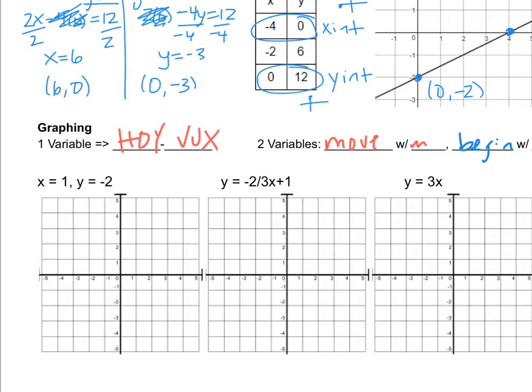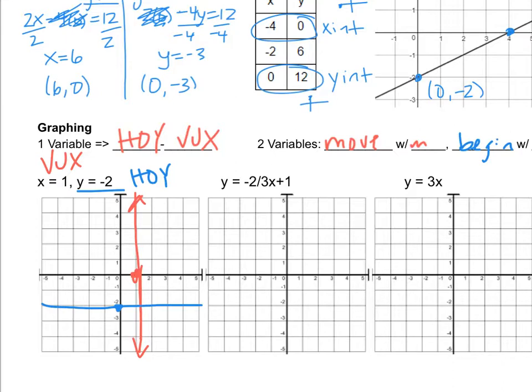So x equals 1. That equation has one variable, and it's going to be a VUX equation. So I'm going to go to my x-axis at 1 and draw a vertical line. That was a beautiful line. Then I'm going to go for my second equation. That's a HOY equation. It has one variable, and it's y. So I go on the y-axis to -2, and then I graph my line through that.